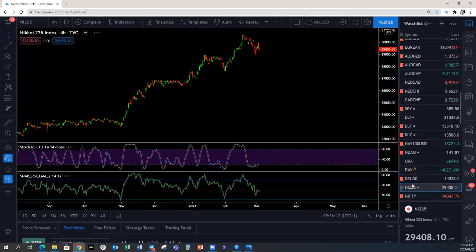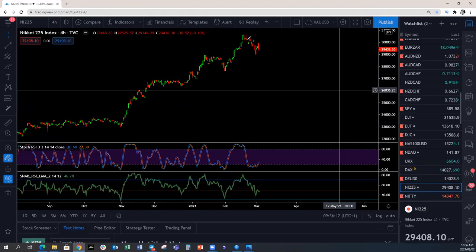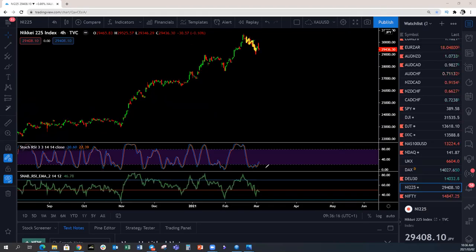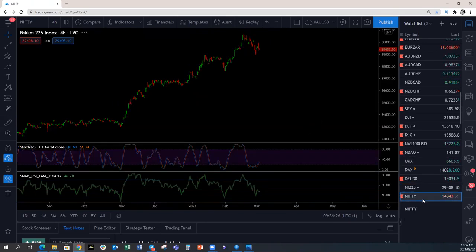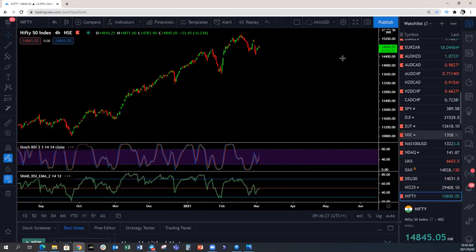Nikkei. Messy structure here on the Nikkei. RSI just at 50. We have already restarted the reset. Are we going to get one more up? Let's see. Nifty. Still not going anywhere. We made a three-wave pullback. Are we going to see the Nifty push up higher?